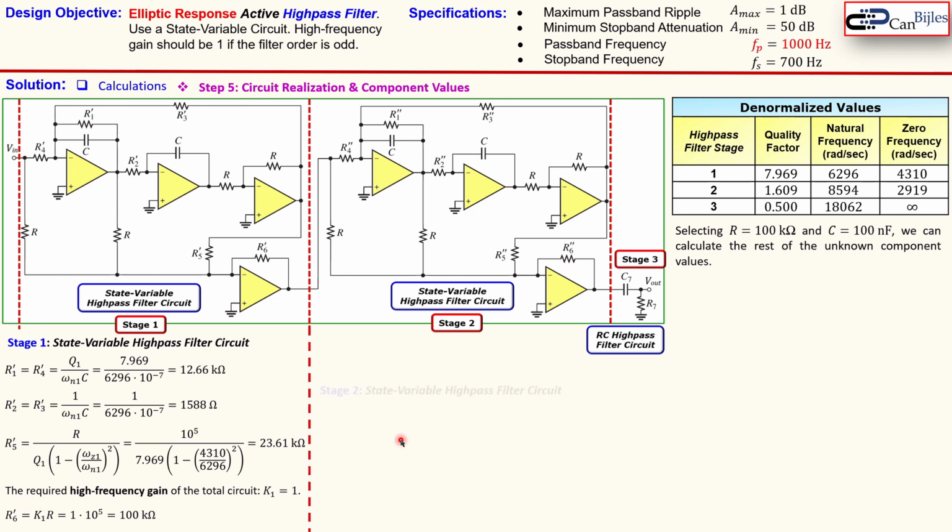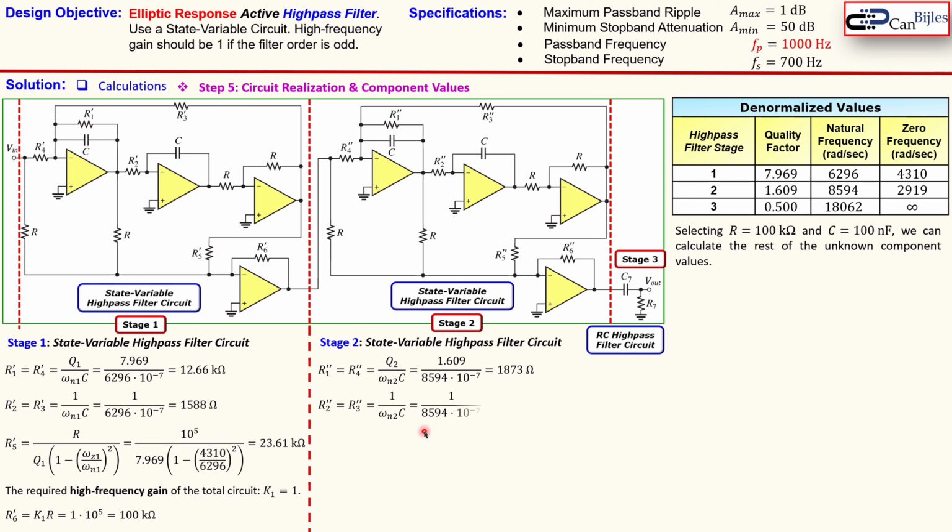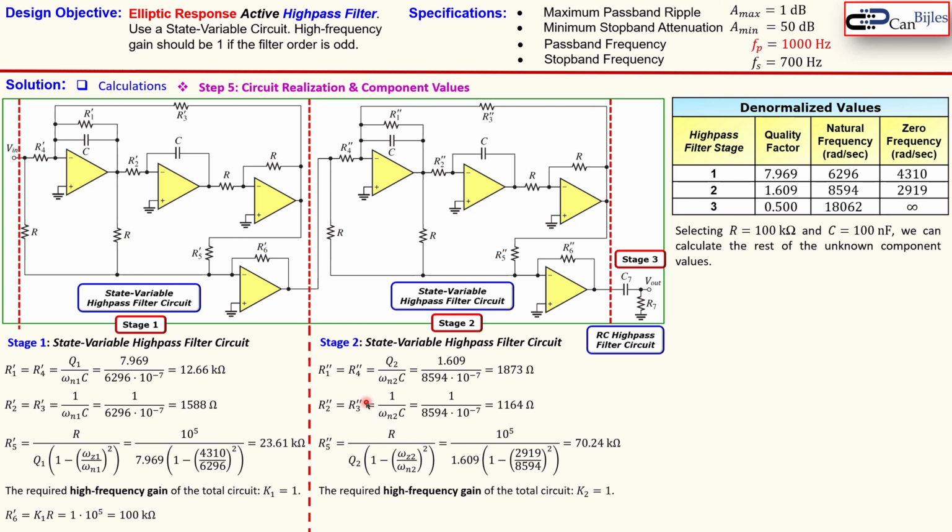Now, next part, stage 2, is really similar. The only change is just the index. So you go now to the Q2, omega N2, etc. and also do the double primes for the resistors R1, R4, etc. Now, similar form, you take the values from the table and calculate that. It is really a copy of that one, just a change of the index and the primes. And then again, we select the K2 here as 1 again, because we need to have a high frequency gain of 1. So that means R6 double prime here will be also 100 kilo ohms.